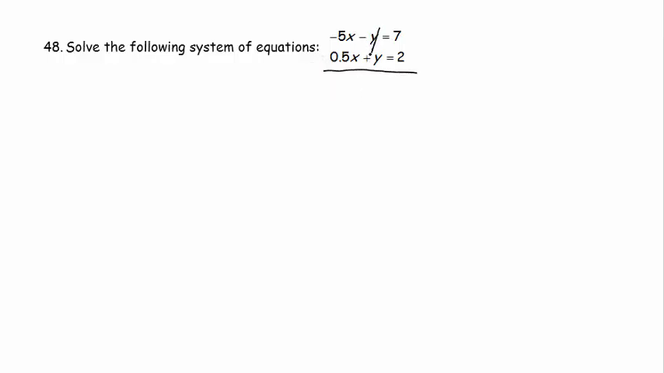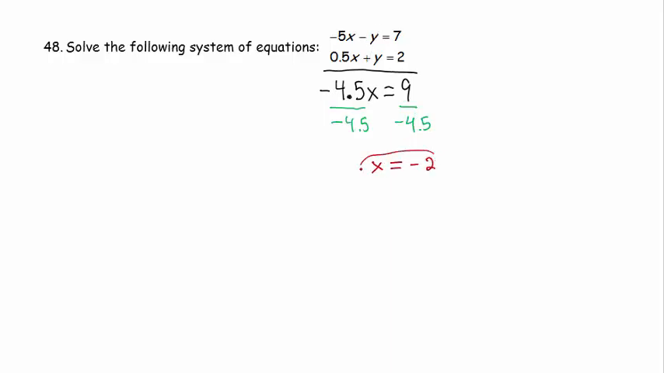Negative y plus y is 0y. Bring down that equal sign. Negative 5x plus 0.5x, that's like negative $5. Gaining back 50 cents is negative $4.50 or negative 4.5x. 7 plus 2 is 9. Divide both sides by negative 4.5. We get x equals negative 2.